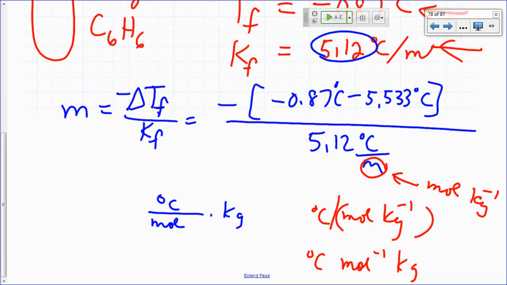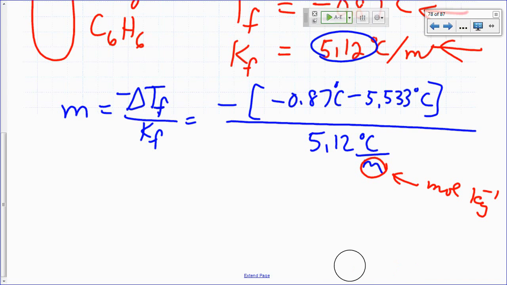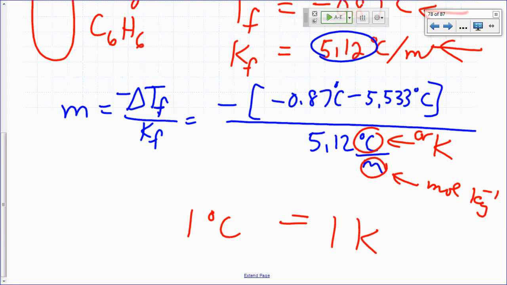Since you're dealing with temperature changes here, this degrees Celsius, if you look it up, might be shown as Kelvin instead of degrees Celsius. A 1 degree change on the Celsius scale is equivalent to a 1 Kelvin change. So keep that in mind. Don't be thrown off if you see different units shown there. As far as temperature differences are concerned, a temperature change of 1 Kelvin is the same as a temperature change of 1 degree Celsius.